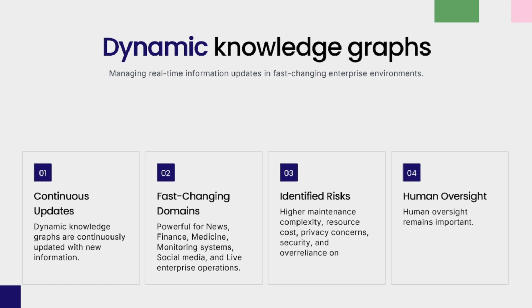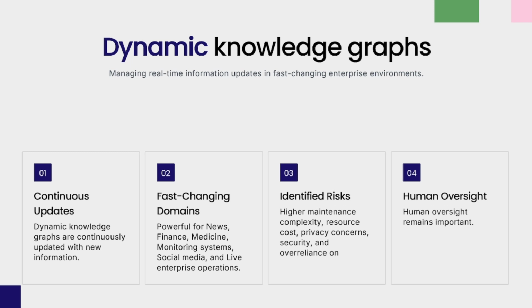Right. Then we have dynamic knowledge graph. Managing real-time information updates in a fast-changing enterprise environment is very, very important, and therefore we have dynamic knowledge graphs. So how do you ensure your knowledge graph is dynamic? The first thing is continuous update. Always update the knowledge graph when there is new information, and make sure the data is clean and the entities are structured. Dynamic knowledge graphs are continuously updated with new information.